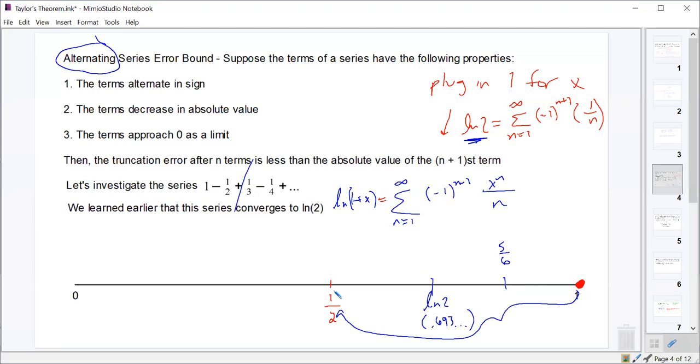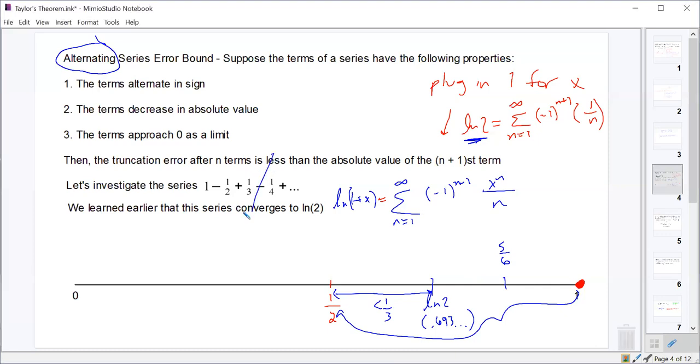The amount I was off between 1/2 and natural log of 2, this value is less than, it's not less than 5/6. It's less than that 1/3 that I had to go to get over to 5/6. Does that make sense? I hope.